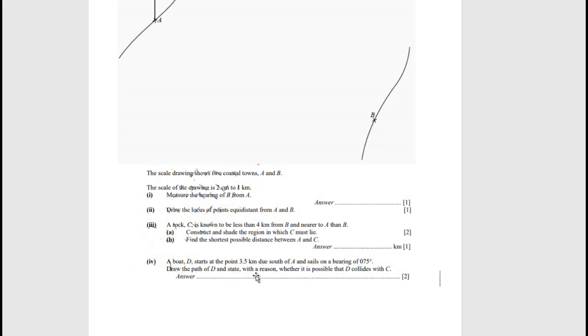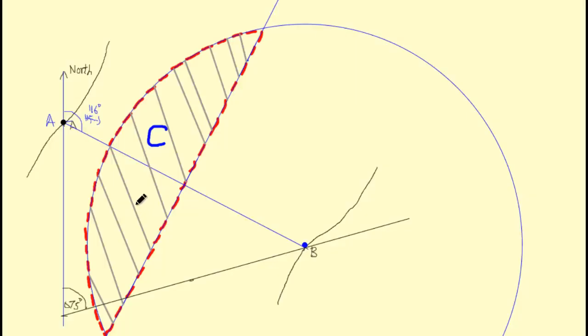Draw the path of D and state with a reason whether it is possible that D collides with C. C is the rock. From the previous part we have checked that the rock will be in this shaded region. As the path of the boat D is moving inside the shaded region, there is a possibility that the boat will collide with the rock.